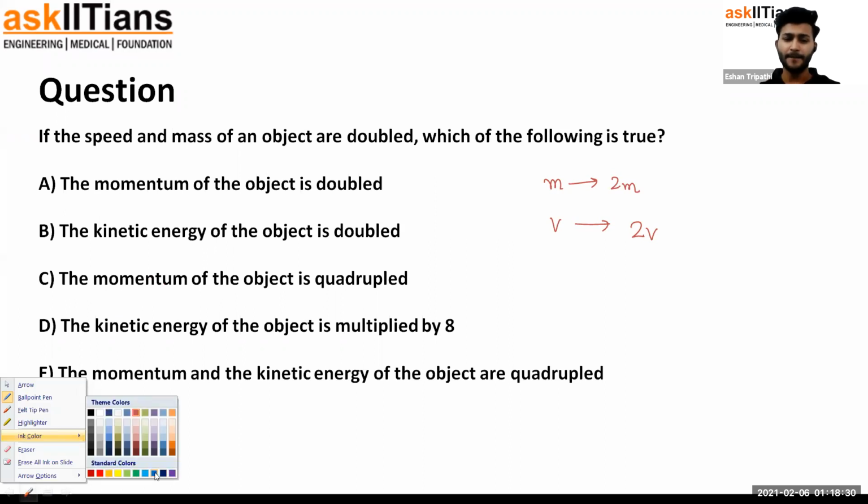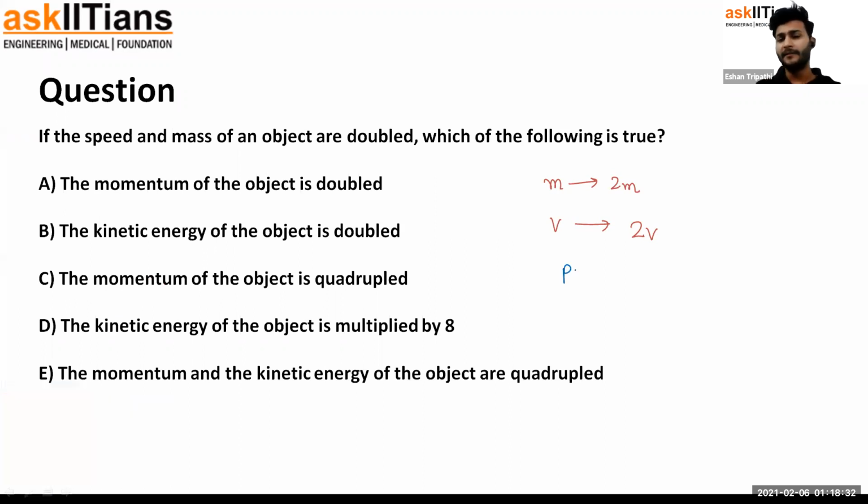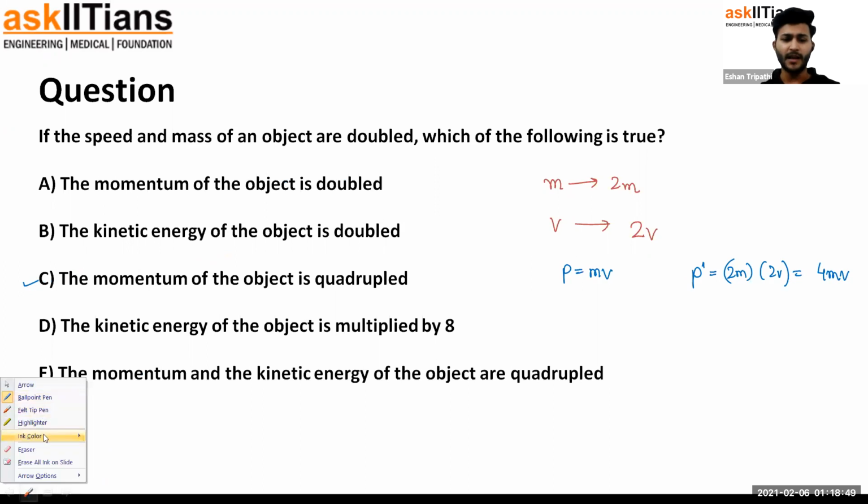So let us look at it. Momentum we know is mv. So what will be the new momentum? The new momentum is going to be the new mass multiplied by the new speed. That is going to be 4 mv. So it seems like the momentum of the object is quadrupled. That's correct.